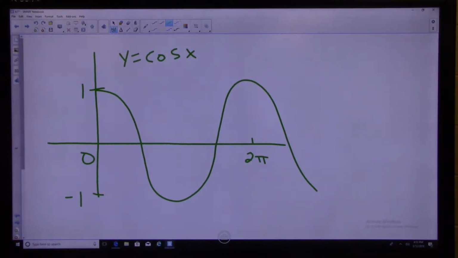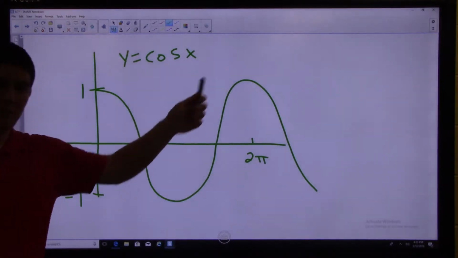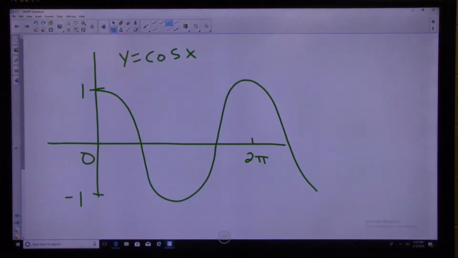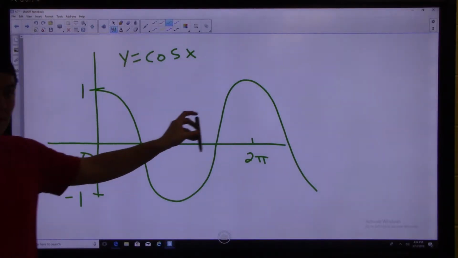So let's talk about this and let's see what we can do with inverse cosine. Just like we were dealing with inverse sine, if I asked you, is y equals cosine of x a function? What would you tell me? Yes or no? The answer is yes, if you said yes. It passes the vertical line test.